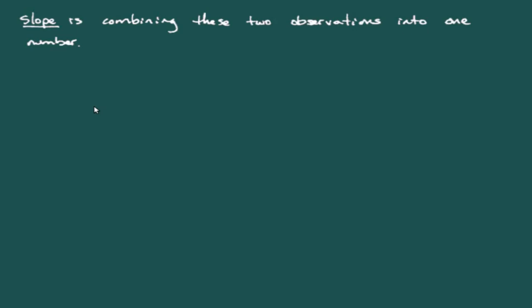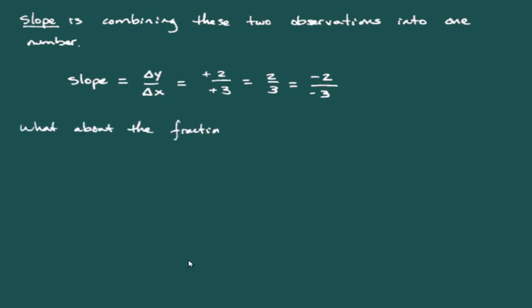So if we define slope as being our change in y over change in x, then that's going to be a plus 2 over plus 3, which gives us a fraction 2/3. But also, remember, if we went backwards, our changes were negative. If we had a negative 2 over negative 3, that still gives us a value of 2/3. Well, what if we take any fraction that happens to be equal to 2/3?